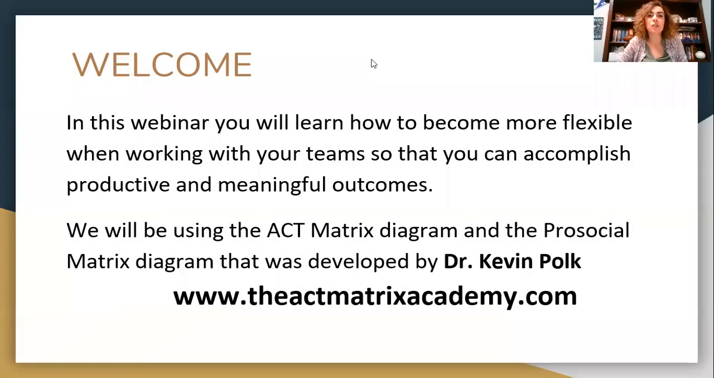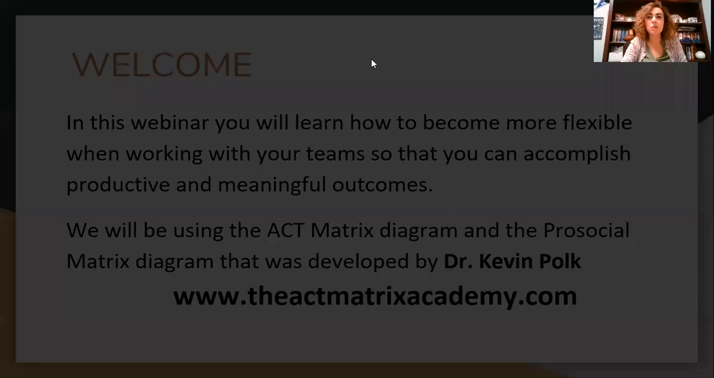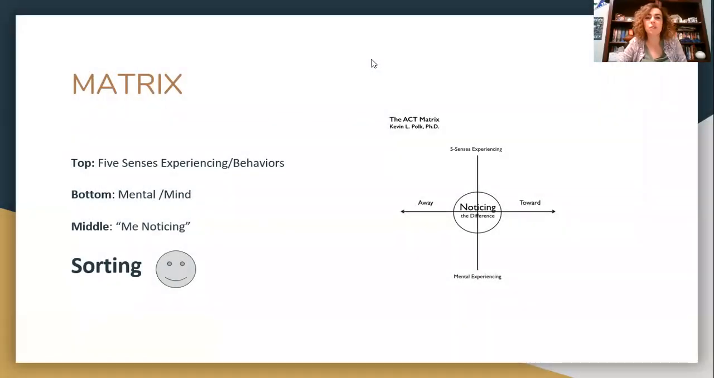Today, we will learn about becoming more flexible when working with our teams so that you can accomplish productive and meaningful outcomes. And we will be using the ACT matrix diagram and the pro-social matrix diagram that were developed by Dr. Kevin Polk. You can learn more about Dr. Kevin Polk and the ACT matrix, as well as the ACT Matrix Academy, by visiting his website, www.actmatrixacademy.com.